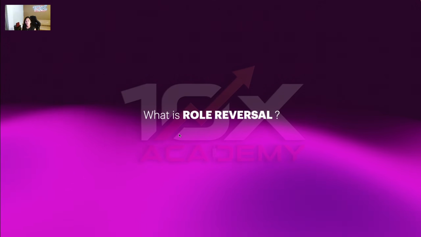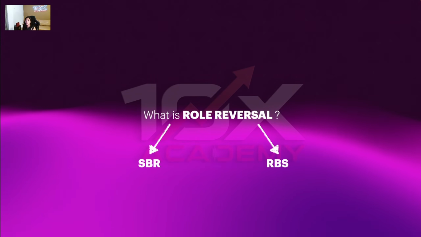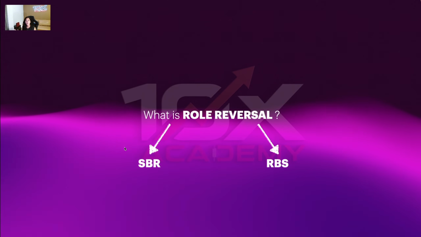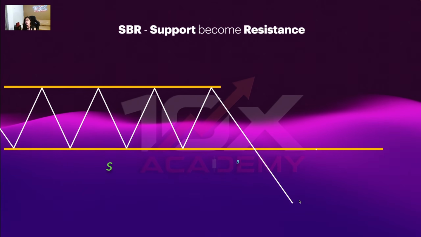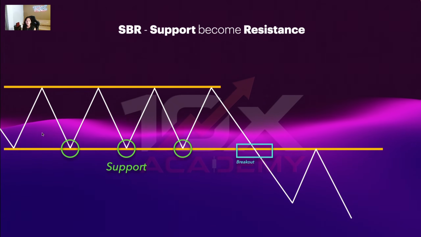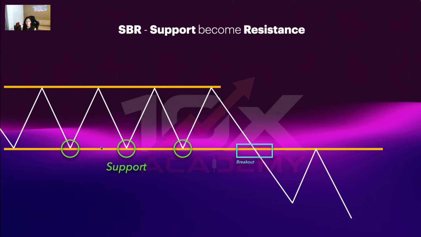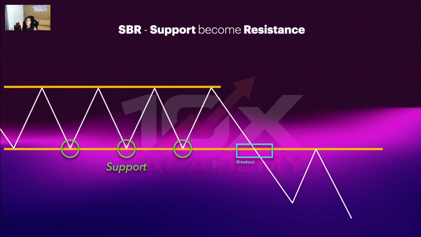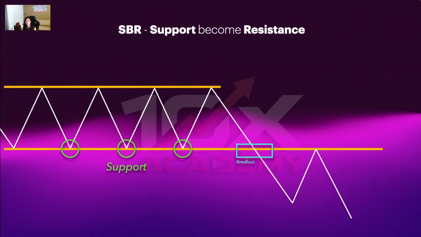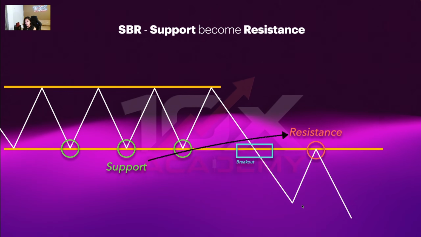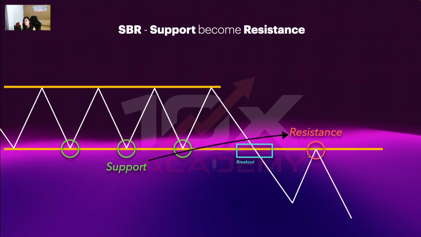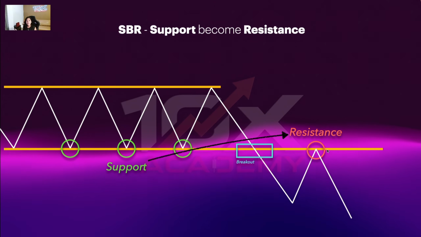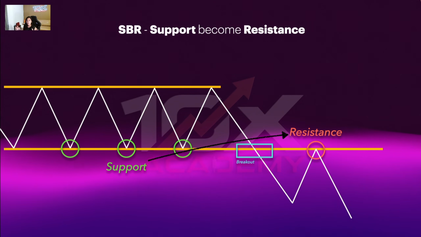Now let's take a look at what role reversal is. Just remember there are two types of role reversal. First we have SBR, which is support become resistance, and second we have RBS, which is resistance become support. Let me explain support become resistance first. As you can see the V shape right here, this is our support level, a very strong level of support. Then suddenly price goes downwards and does a breakout right here. Once price does a breakout to the downside and a pullback, this is where we know this has turned into our new resistance level. So price did a breakout and a pullback to our previous support level. This has turned into our SBR, support become resistance.